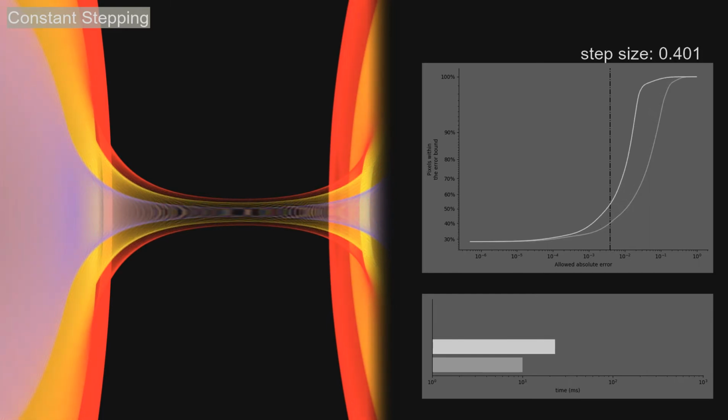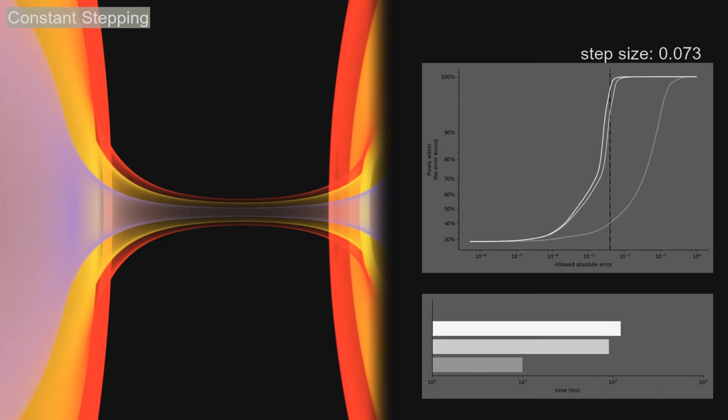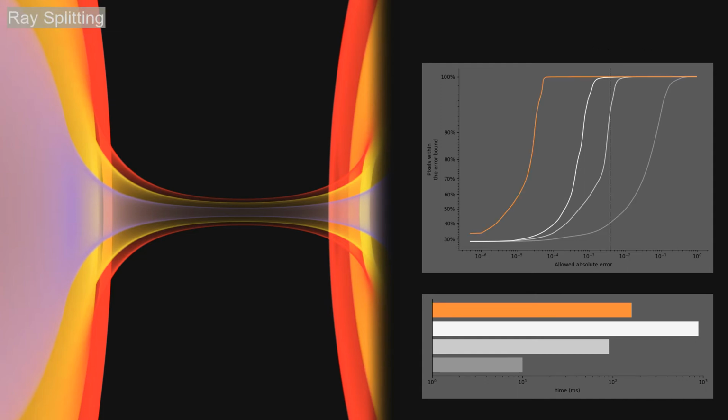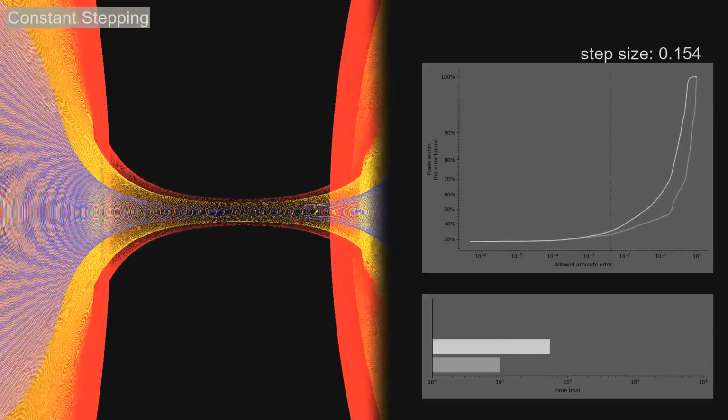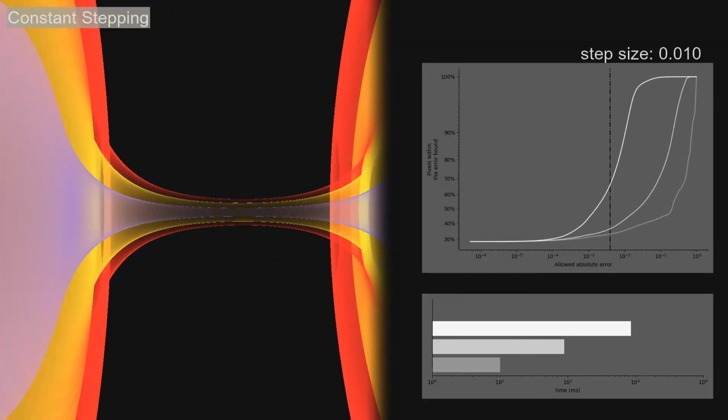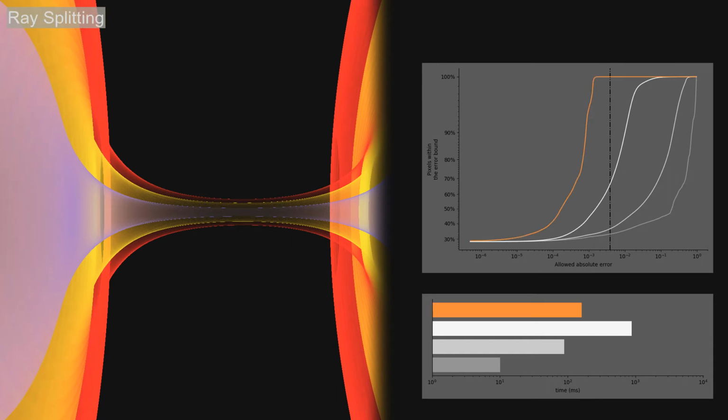Now the step size is decreased. The error is reduced, but the rendering time becomes very large. Note that the time is in logarithmic scale. Ray splitting allows for more accurate rendering in less time. Now we repeat the experiment with a sharper transfer function. The convergence of constant stepping is lower and the errors are generally larger. Again, ray splitting allows for more accurate rendering in less time.